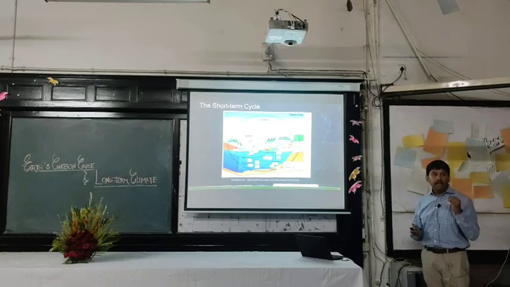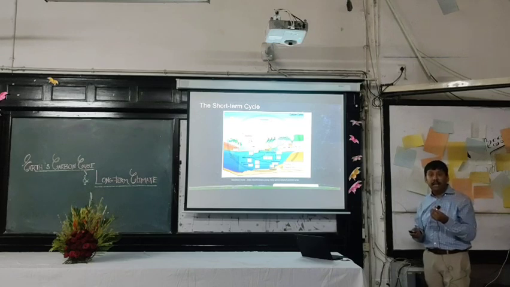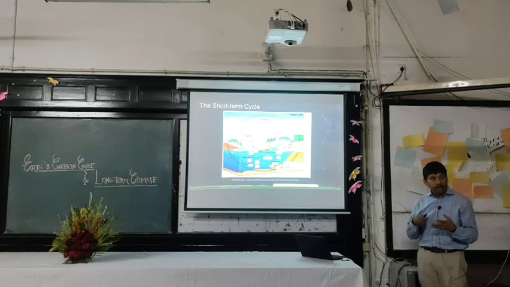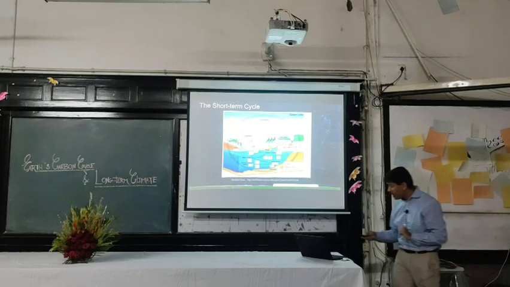So here the carbon is transferring from one reservoir to another relatively fast. That's why we call this the short-term carbon cycle. So it's operating kind of in the human landscape.